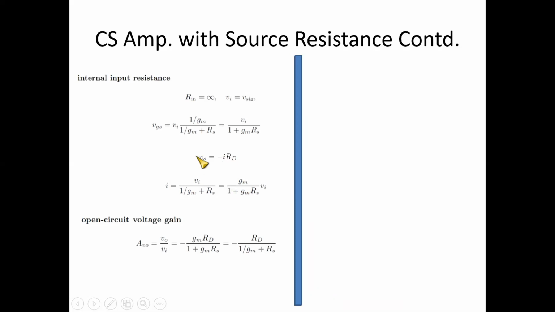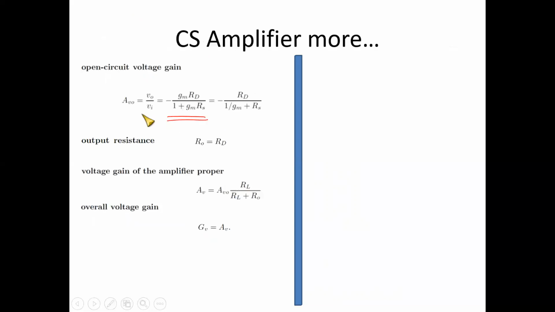So definitely V naught by Vi, that means if you take Vi on the other side, on the left hand side, then we'll get V naught by Vi is equal to minus Gm Rd divided by 1 plus Gm Rs. And that is what is mentioned over here. The same thing can also be written as Rd by 1 plus Gm into Rs. So the open circuit voltage gain, we have found it to be minus Gm Rd by 1 plus Gm Rs.